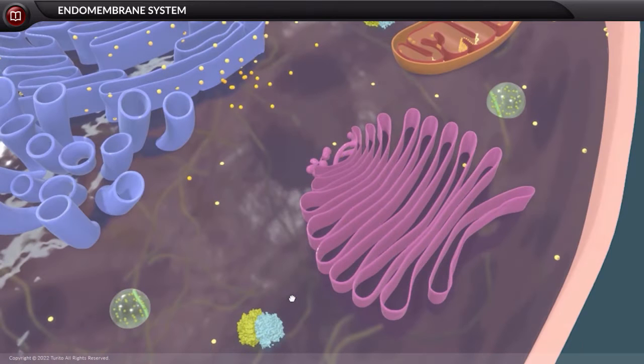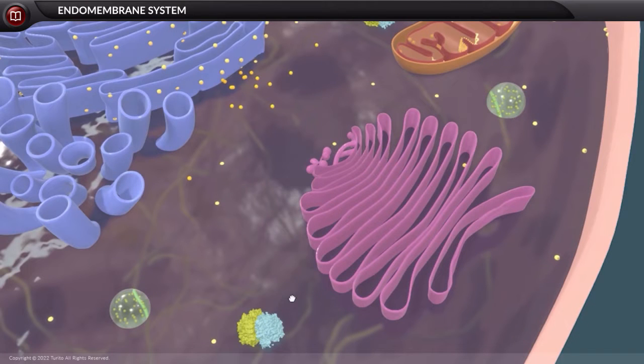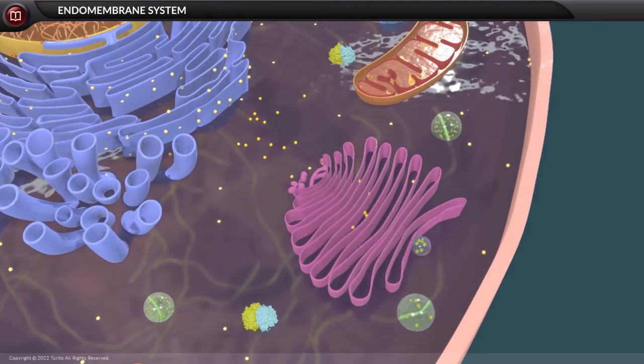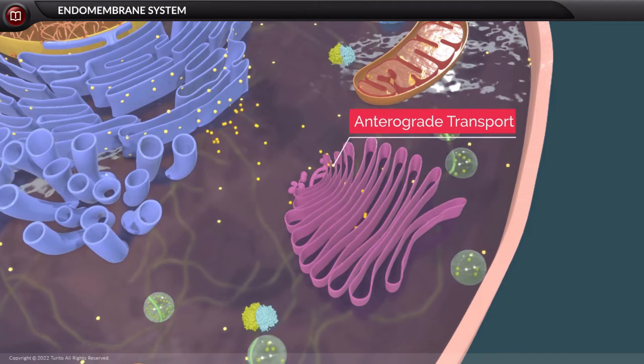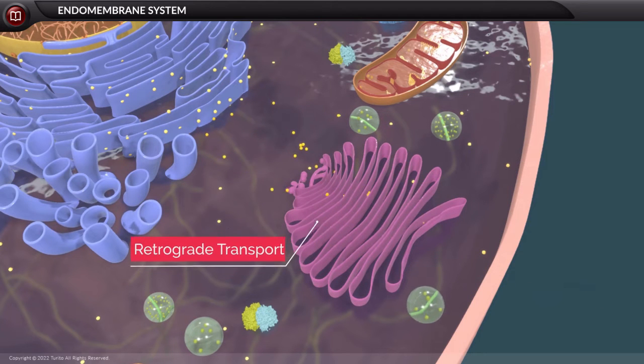The convex side of the Golgi, facing the nucleus, is called the cis face, and the concave side facing away from the nucleus is called the trans face. The movement of particles from cis face to trans face is called anterograde transport, and from trans face to cis face is called retrograde transport.